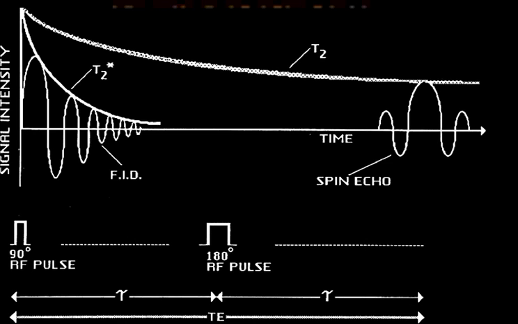Okay, so with the 90-degree pulse, well, before any 90-degree pulse, the bulk magnetization vector is pointed along the axis of the main magnet, the z-axis. After we give the 90-degree pulse, we rotate the bulk magnetization vector 90 degrees into the xy plane and it starts spinning around at the Larmor frequency, right?